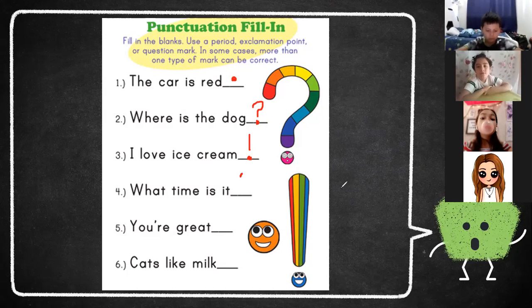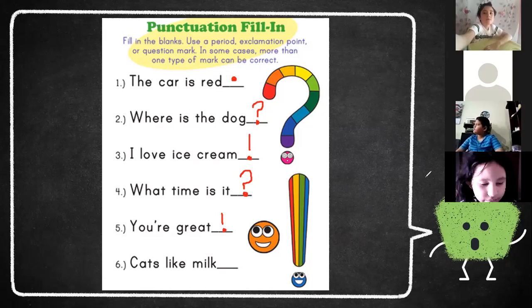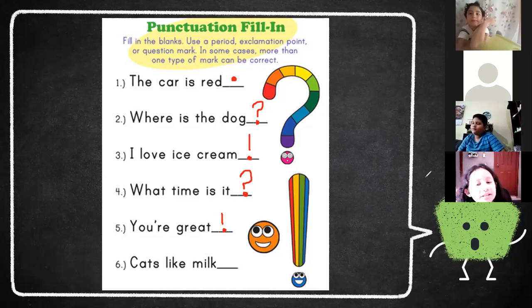And number five, you are great. Okay, Daniela Navas, what is the correct answer? Question mark. Okay, question mark. Let me see if I say it one more time, okay? You are great, Daniela. Okay, what is the correct end mark? Exclamation. Exactly. This one is an exclamation point. Good job. So let's see, because you show a strong feeling. Excellent. Okay, next one. And the last sentence, cats like milk. What is this one? Cats like milk. Okay, Allison, tell me, what is the correct end mark?